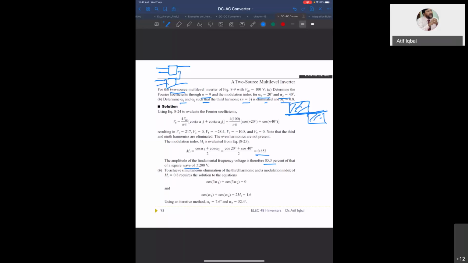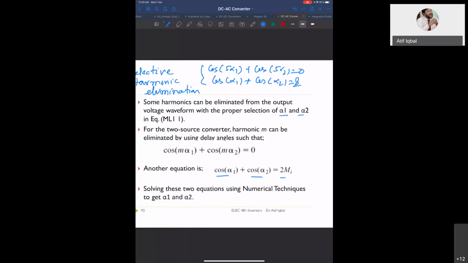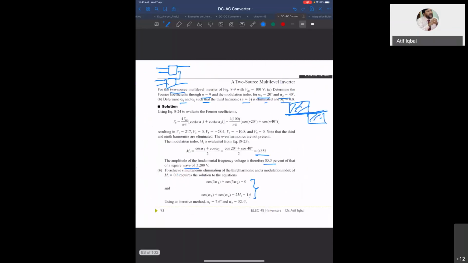That was part A. Part B, to achieve the simultaneous elimination of the third harmonic and a modulation index of 0.8, we require the solution of these two equations. Cos 3 alpha 1 plus cos 3 alpha 2 is equal to 0. Cos alpha 1 plus cos alpha 2 is 2mi, so this is equal to 1.6. I wrote it wrong here; this is 2mi, the modulation index. When you solve this using an iteration approach, we get 7.6 and 52.4.